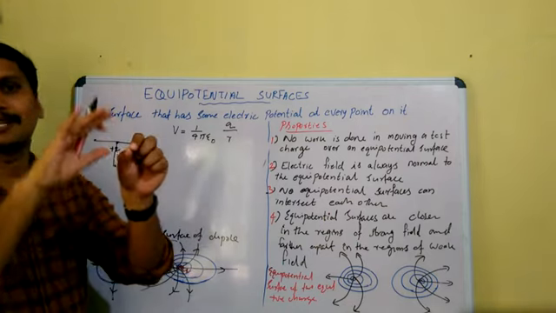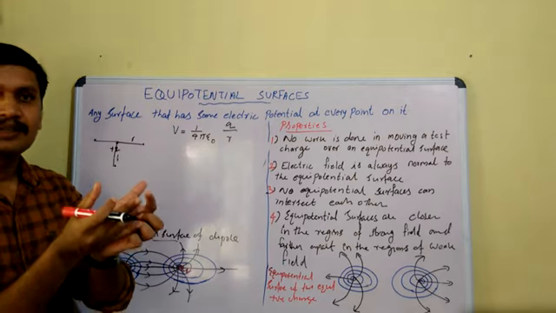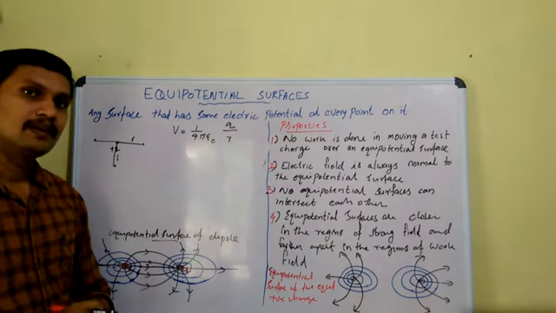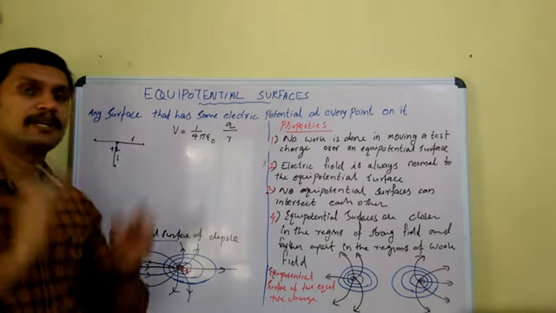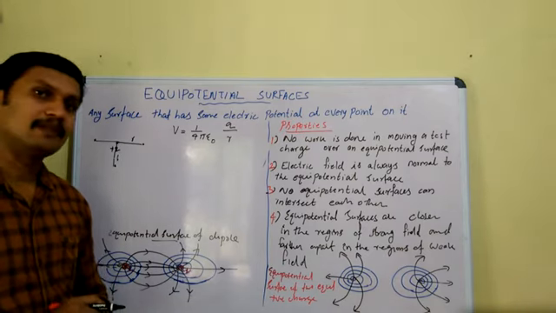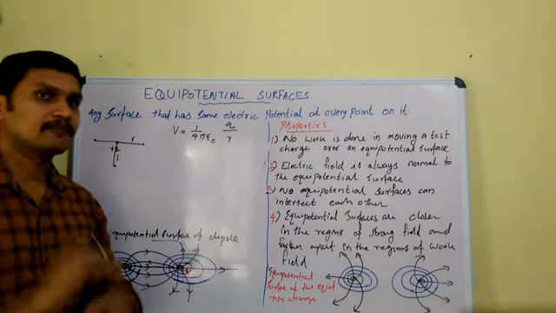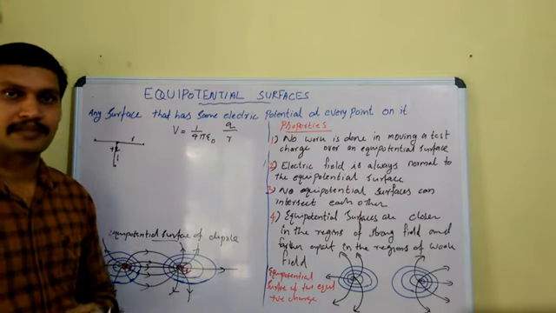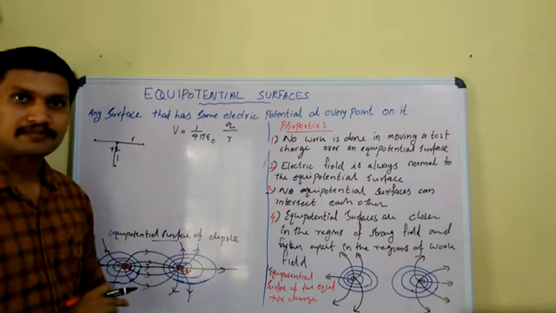When the charge is placed in space, if you collect all such points, the locus of all these points will be a sphere. The importance of that sphere is that at every point on it, the potential will be the same. So, we can call that sphere an equipotential surface. It is an equipotential surface of this point charge.